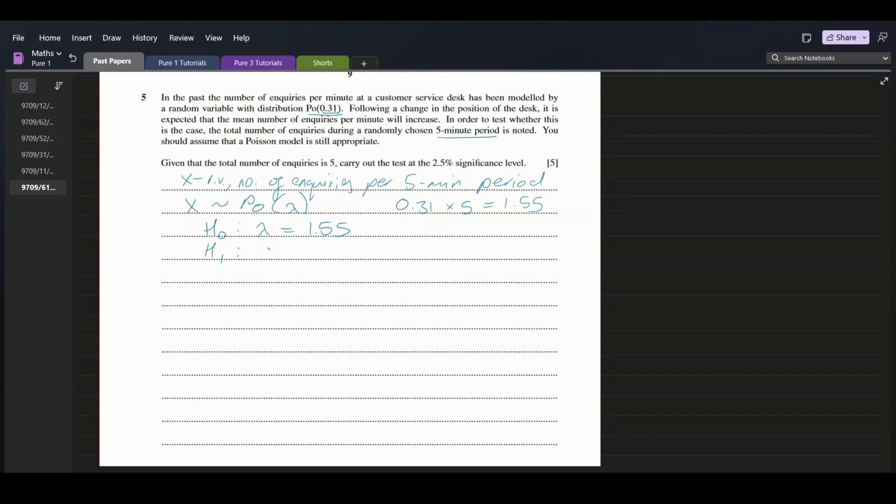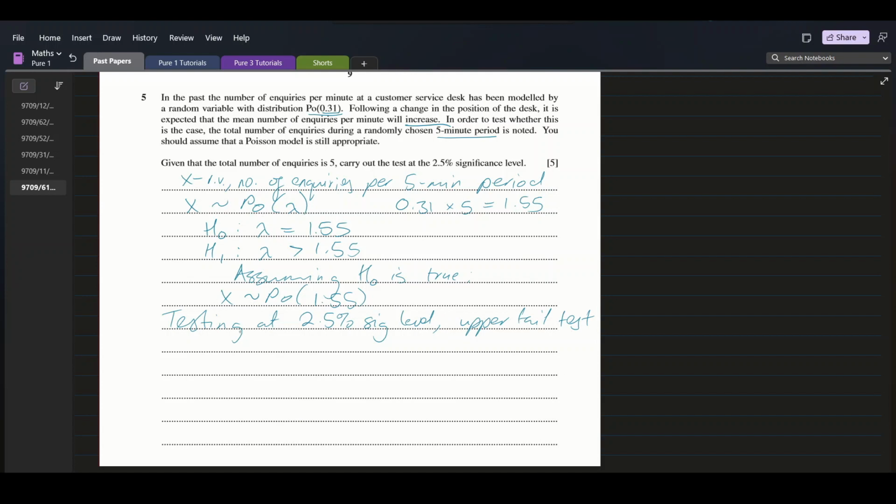And then for the alternative hypothesis, they expect this value to increase, so lambda is greater than 1.55. So assuming H0 is true, we can say that x follows a Poisson distribution with lambda as 1.55. And now we're testing at the 2.5% significance level, and this is an upper tail test.